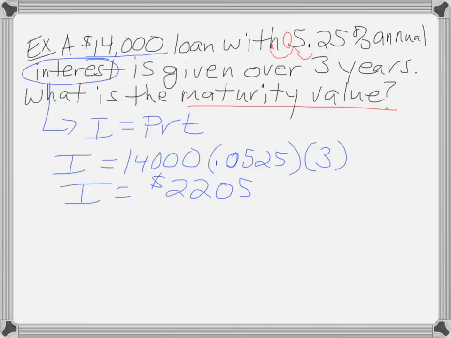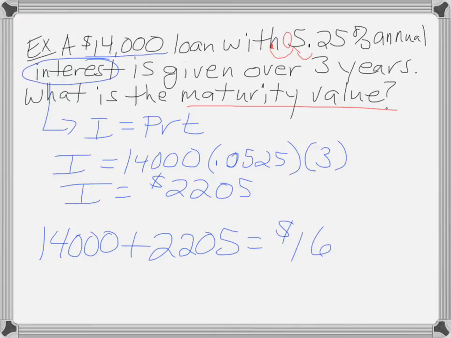That's the loan amount plus the interest, how much you're paying all together. So you would add the loan amount plus the interest, and you end up paying back a total of $16,205. That's the maturity value.